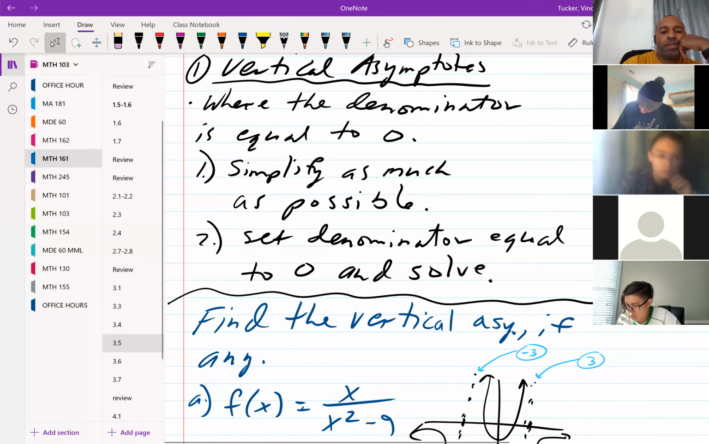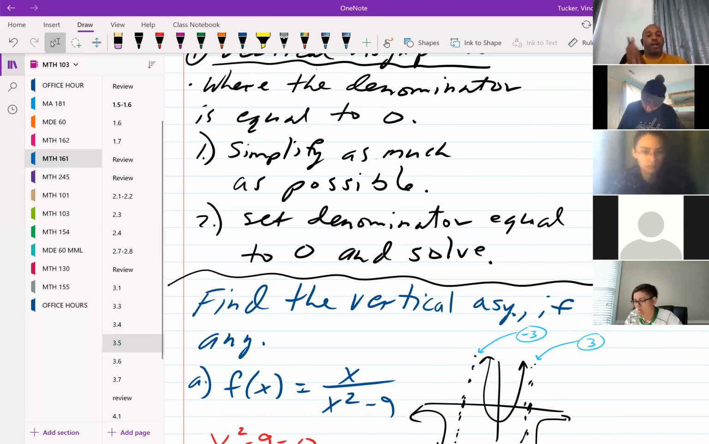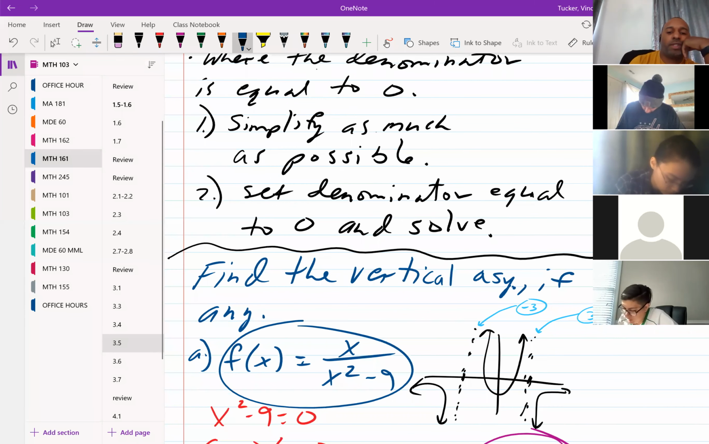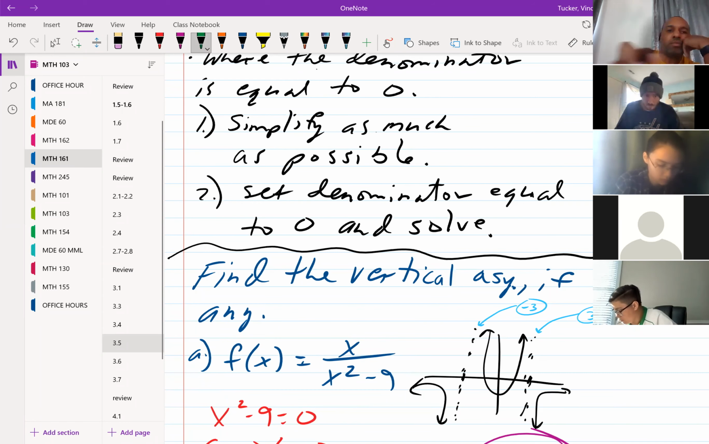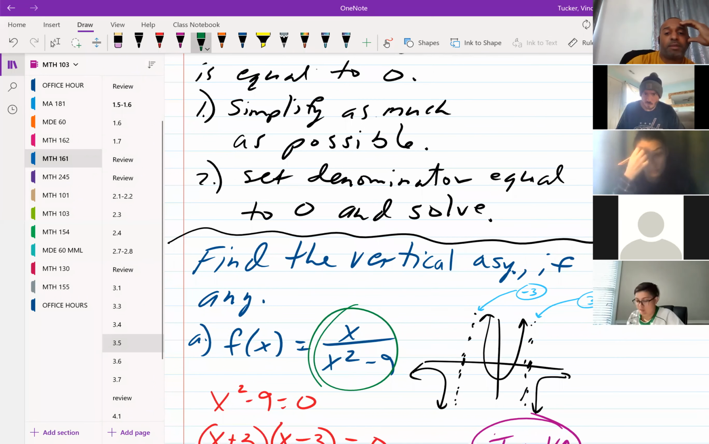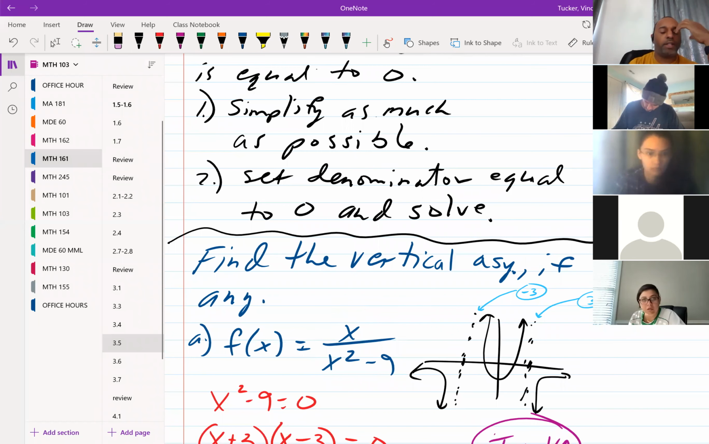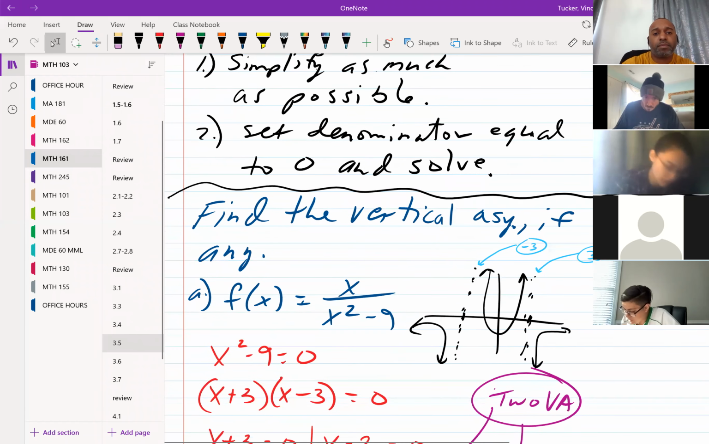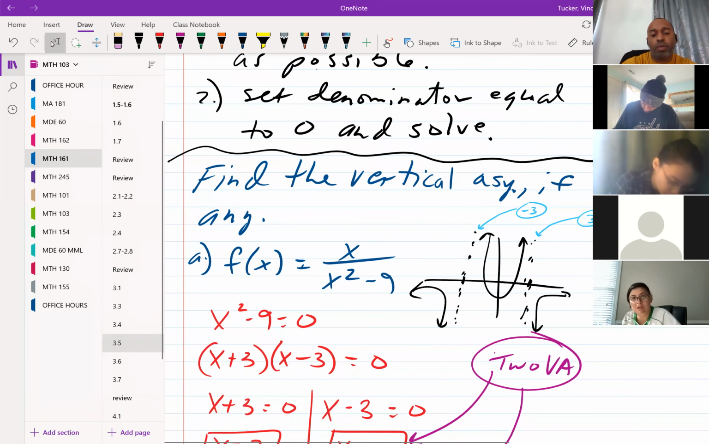Okay, first example: we want to find the vertical asymptote, if any. First one is f of x is equal to x over x squared minus 9. First step is simplify as much as possible. There's nothing that simplifies with this. If you were to factor that denominator, nothing cancels. So you just take the denominator that you have, set it equal to 0 and solve.